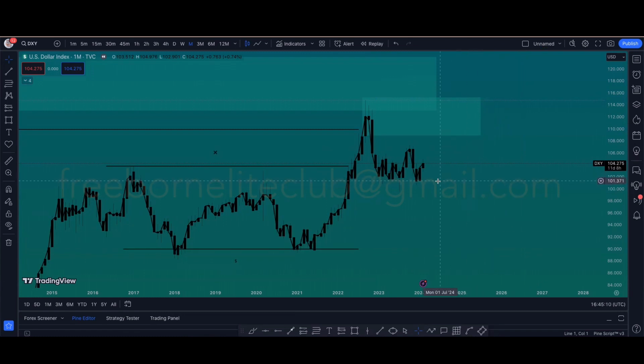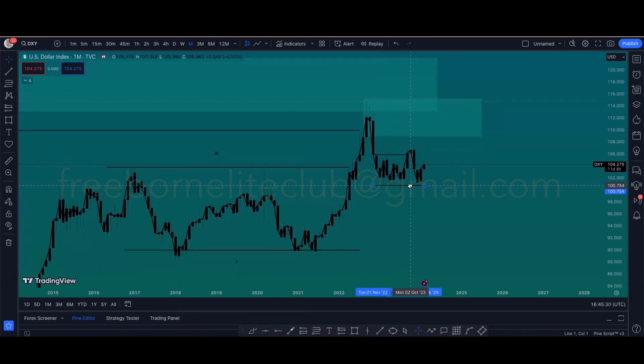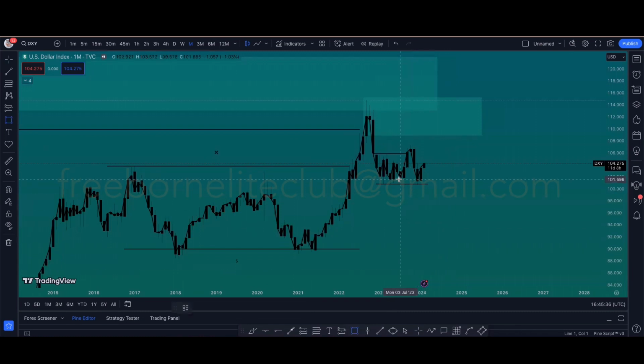After the sweep of liquidity, here's the sweep of liquidity. This one swept this one, and then broke to the downside. After the break to the downside, I created liquidity. That's what I'm saying. That's the only thing I'm saying. You just marked it out.